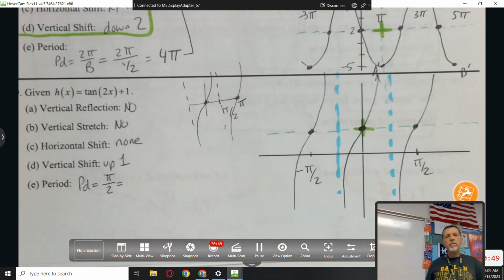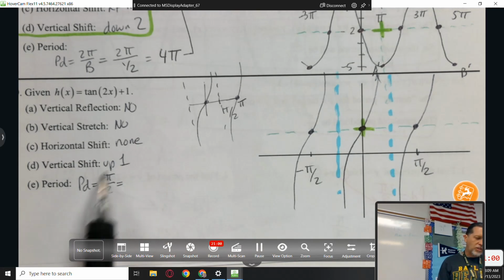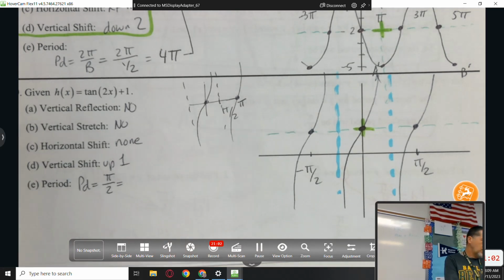So there's my graph. That one was tricky because we don't do a lot of tangents, but it didn't have too many changes to it, so that wasn't too bad, I hope.